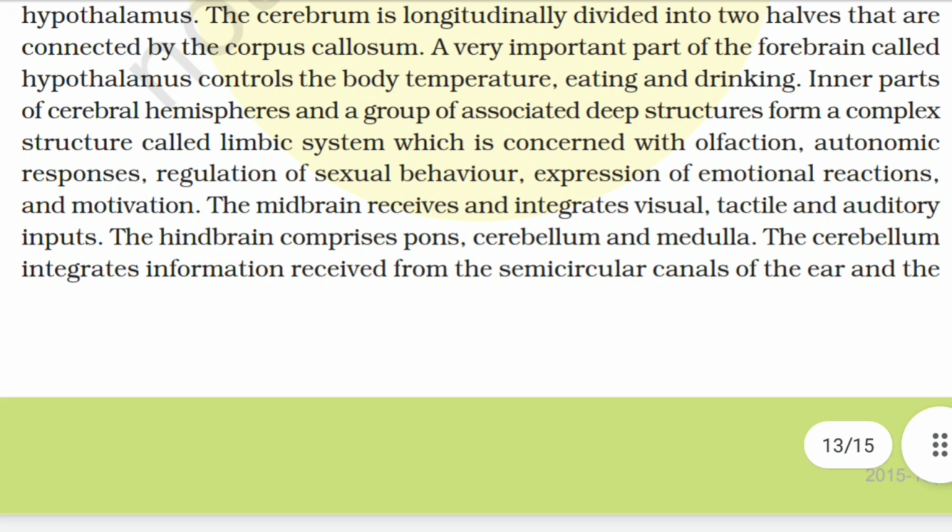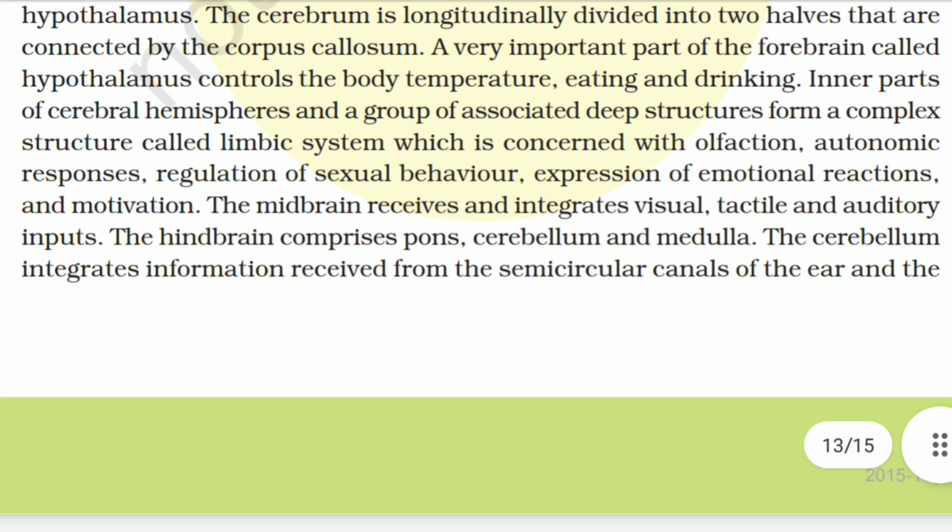Inner parts of the cerebral hemispheres and a group of associated deep structures form a complex structure called the limbic system, which is concerned with olfaction, autonomic responses, regulation of sexual behavior, expression of emotional reactions, and motivation. The midbrain receives and integrates visual, tactile, and auditory inputs.